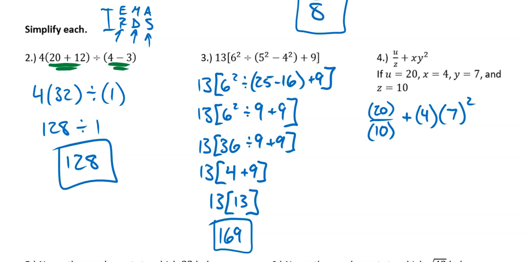And so here we go. I've got all this plugged in. I follow order of operations. I've got division, addition, multiplication, and an exponent. I'm going to do the exponent first. And again, I'll drop all those unnecessary parentheses.